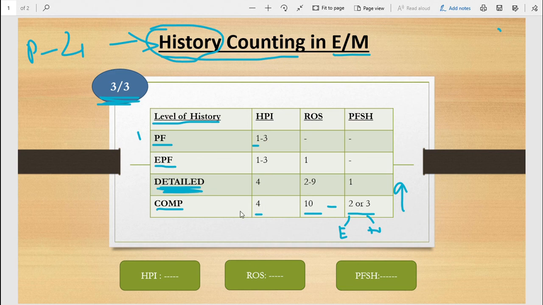So that's why go one step back, that is detailed. In detailed also 4 points are required, so this is also not possible. Again, one step back. Here 1 to 3 means in your report there are 2 points.